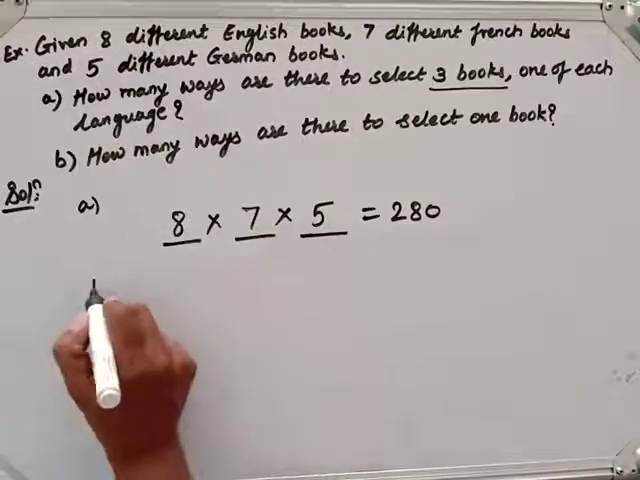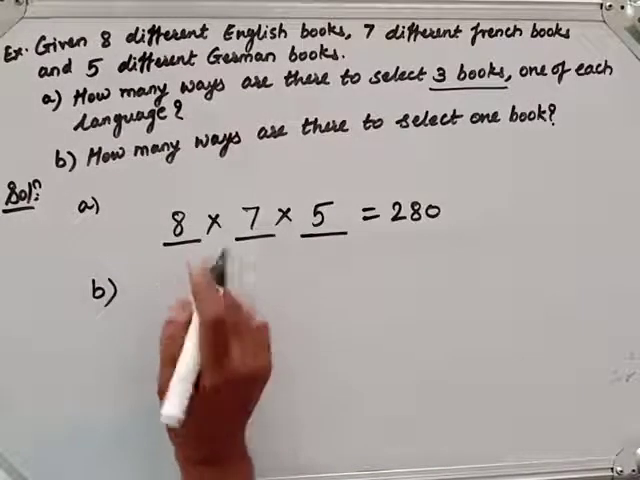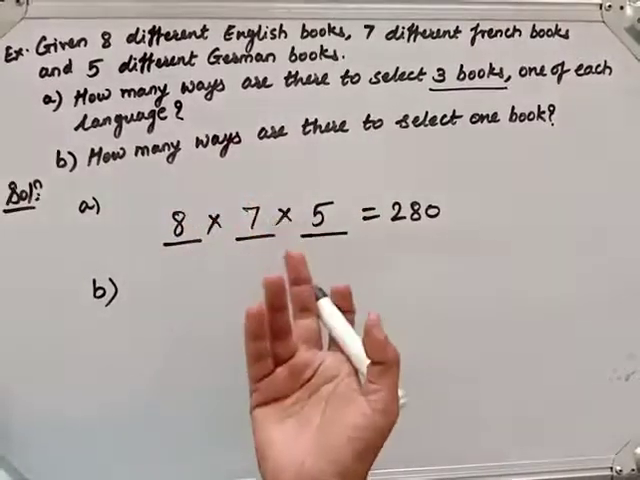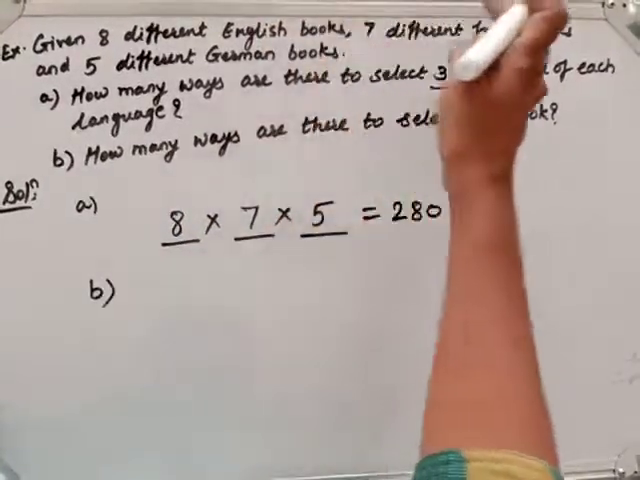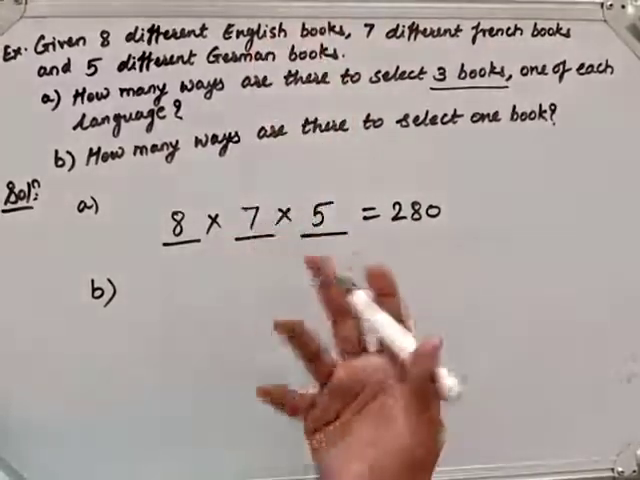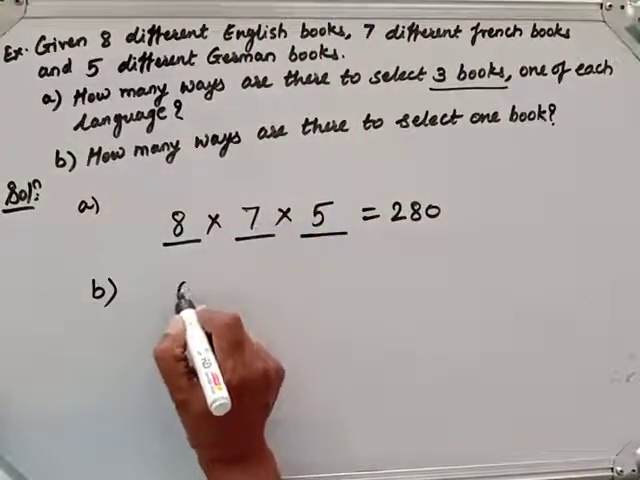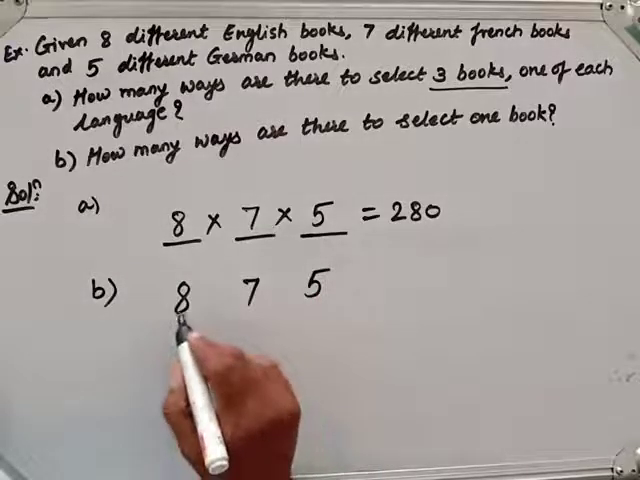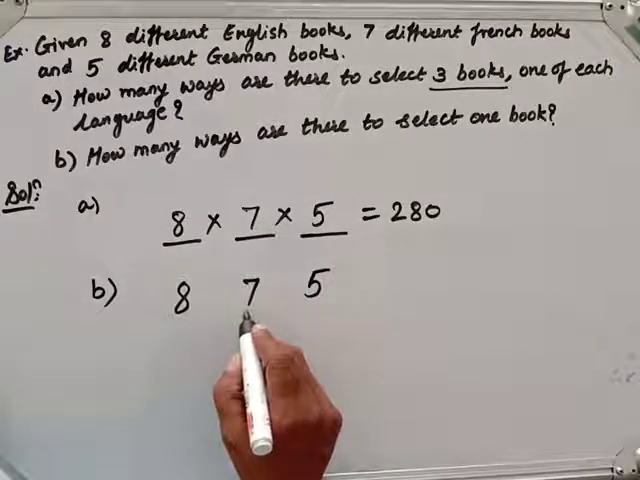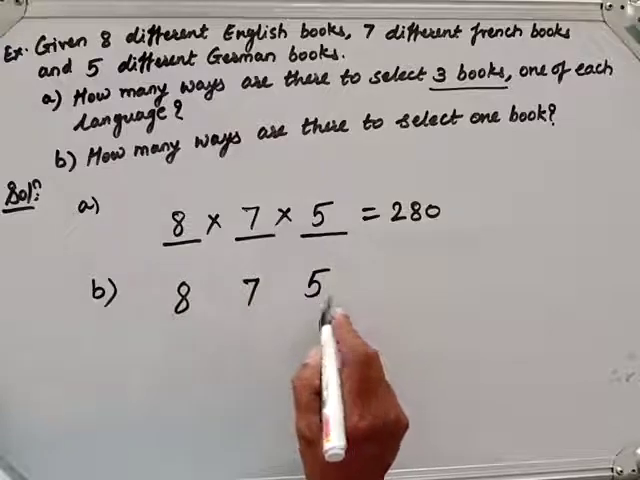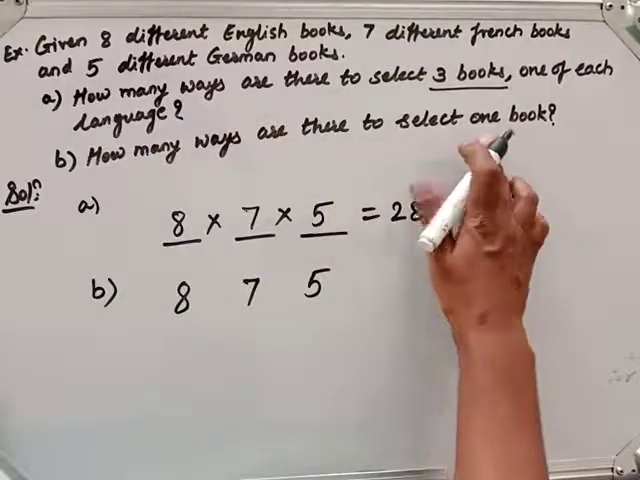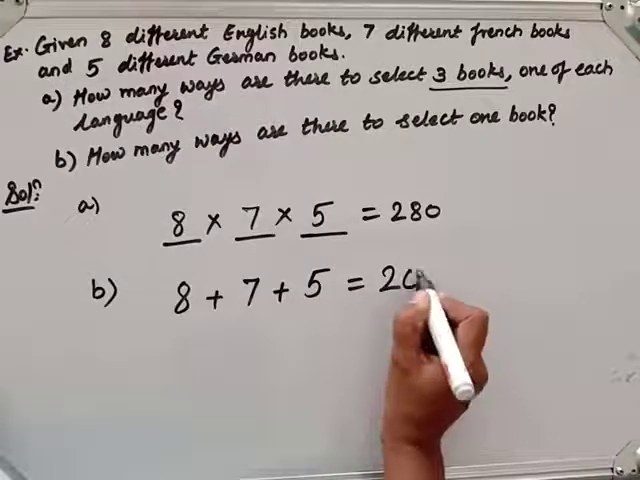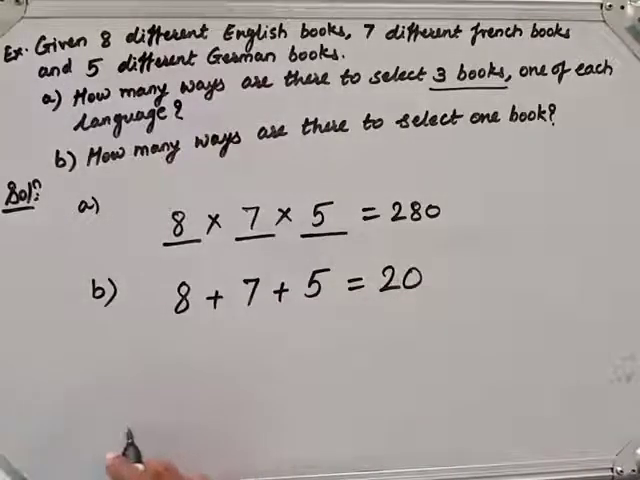Fine. Then the second one is what? How many ways are there to select one book, any language, either English or French or German, any one we can select. That time again now here 8, 7 and 5, but now here either English or French or German, any one we have to select here. So here the sense of addition comes. So how many choices? These are 20 choices. Fine.